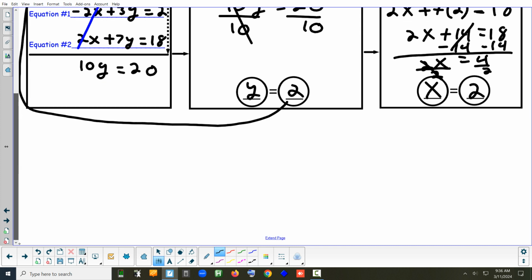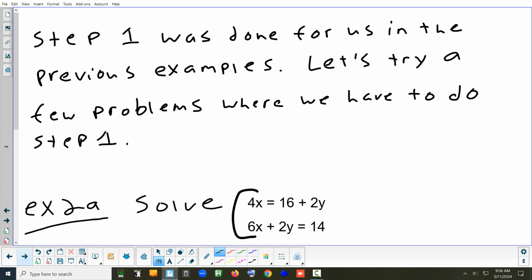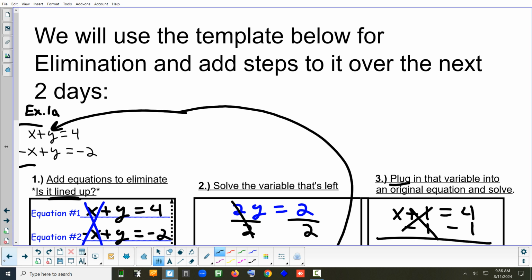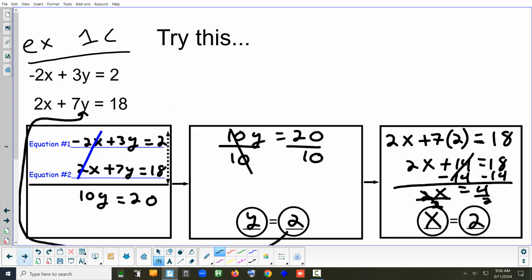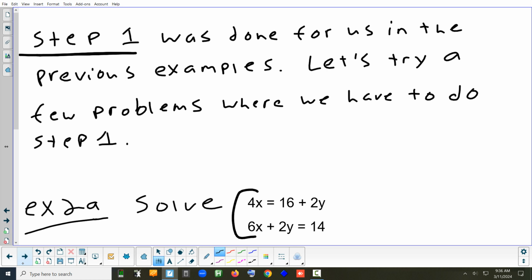All right, so the last time. Everything in the last 3 problems already had the first step done for us. Remember what the first step is. Is it lined up? That's the first thing we have to check. Now, in the last 2 problems, we're going to have to line things up first.